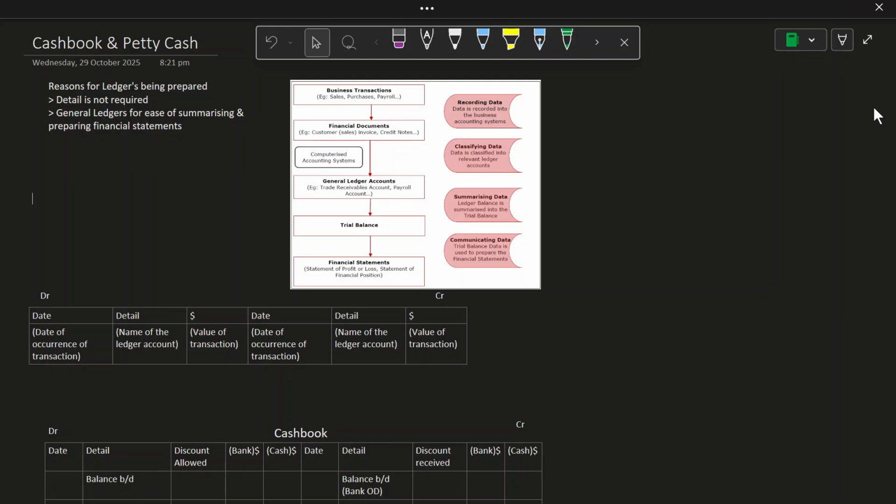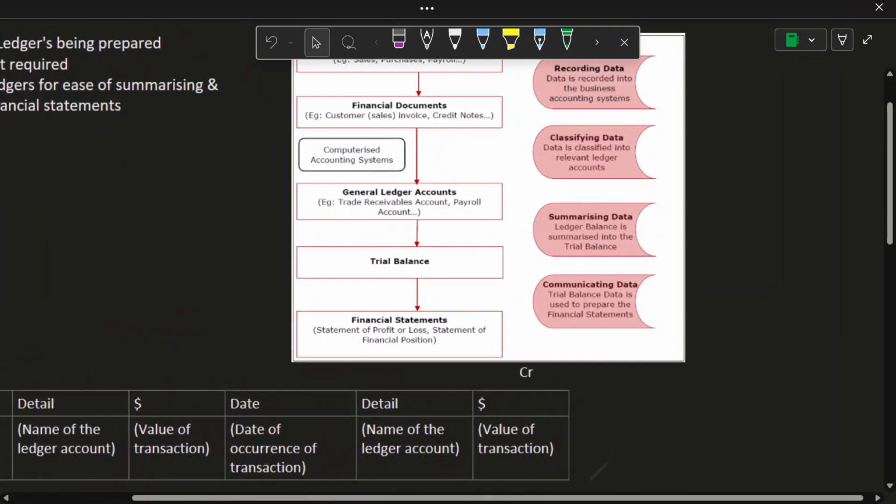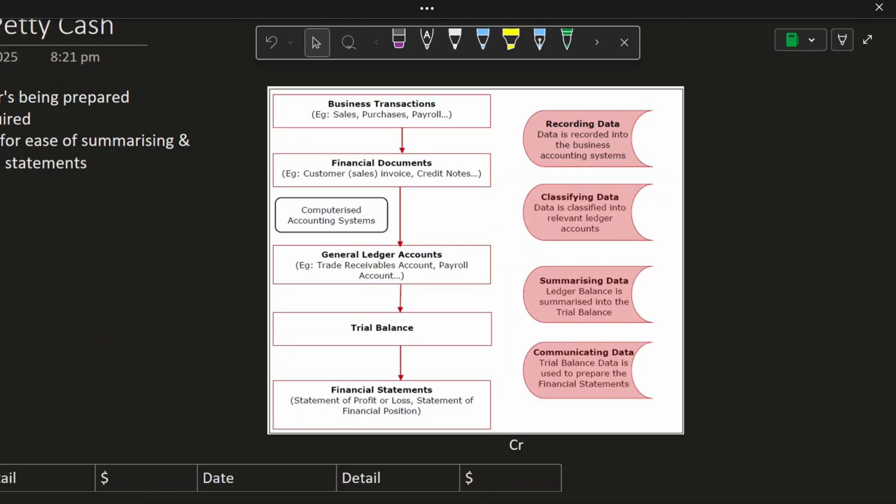Okay, so what's a ledger? Why do we prepare a ledger? To know that, you must know how the accounting system works. There are four essential steps we follow in our accounting system: recording data, classifying data, summarizing data, and communicating data.